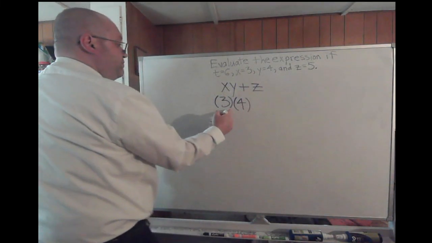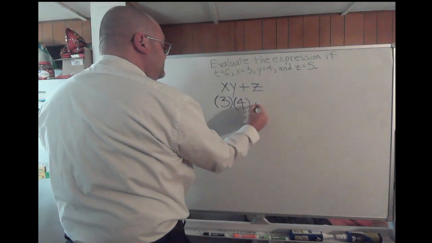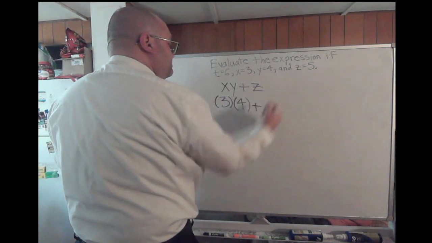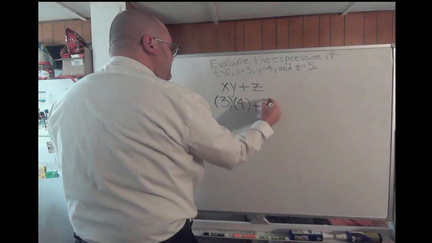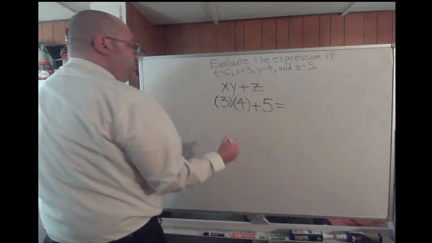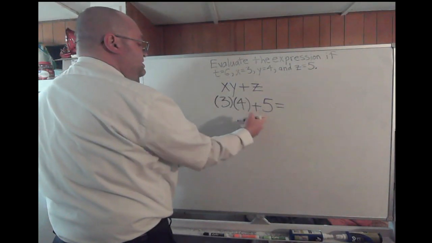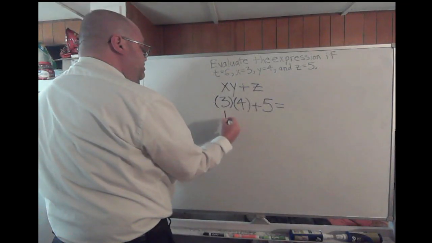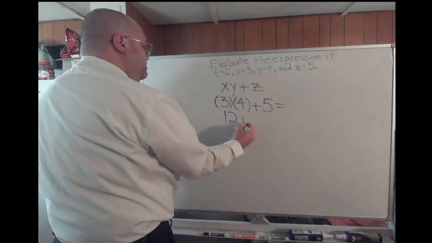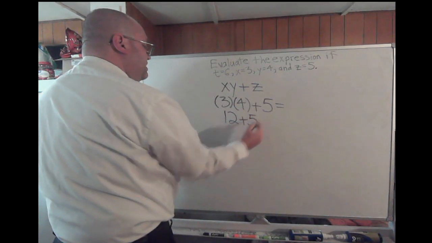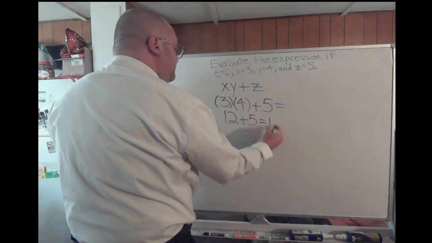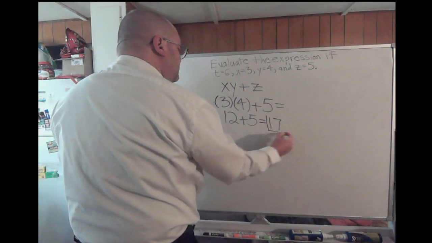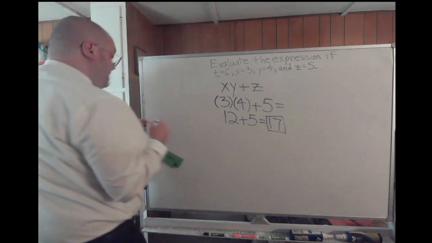So you'll start with 3 times 4 plus, we're told that z equals 5, so that would be plus 5. So now you have the equation 3 times 4 plus 5. Well, 3 times 4, since we do multiplication first, that'd be 12. You get 12 plus 5. That would equal 17. So the answer to this is, in fact, 17.